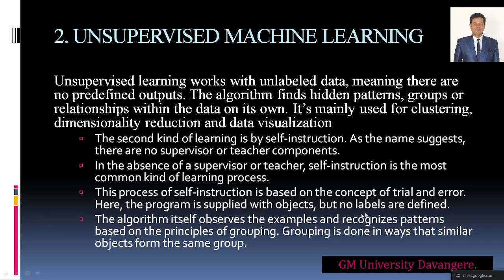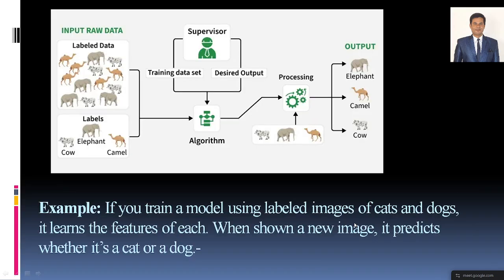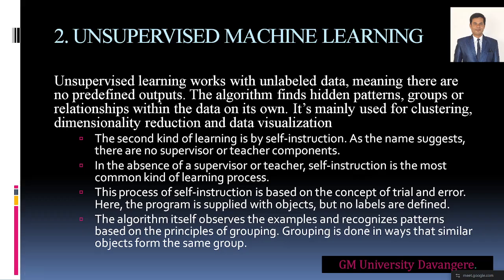Okay, we are not defining the labels over here, right? Here, the way we have provided the labels, this label data, right? These are the labels. Okay, we cannot provide like this there. By its own, with the help of the algorithm, it has to learn, right? The algorithm itself observes the examples and recognizes the patterns.